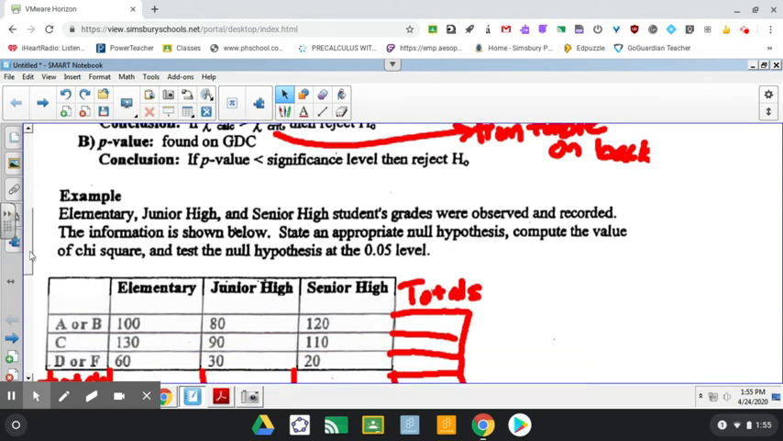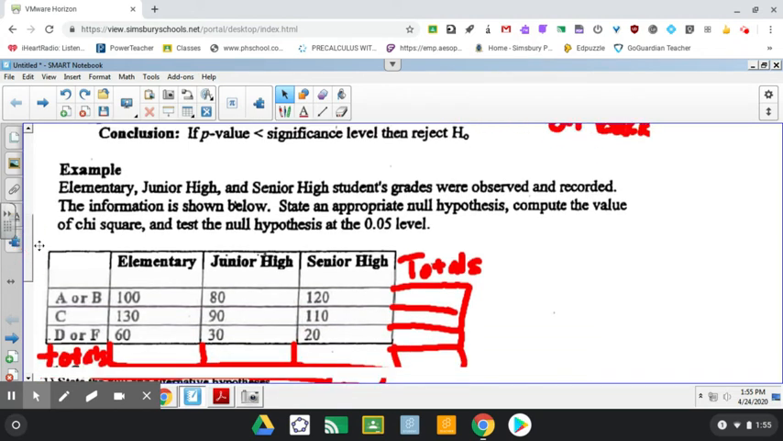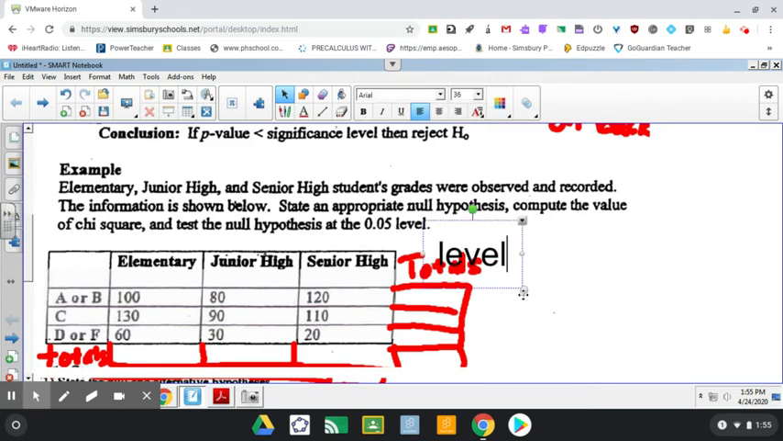So the example that we're going to do is based off of what level of schooling you're at. So I'm going to call this level.